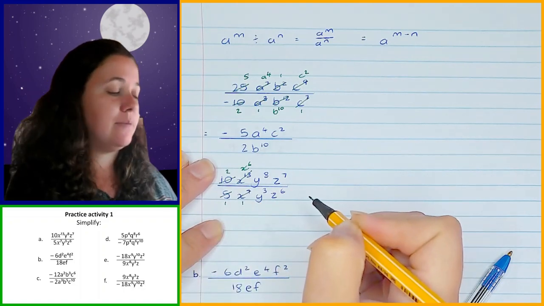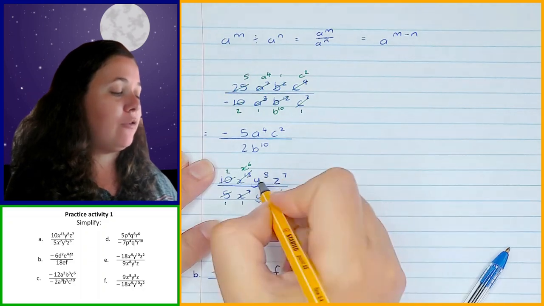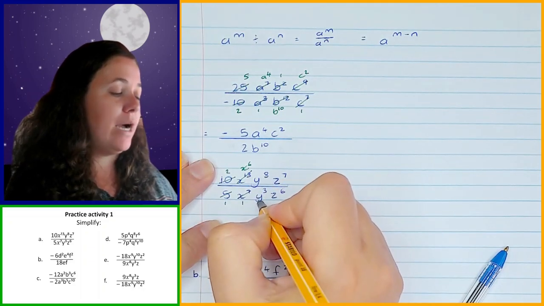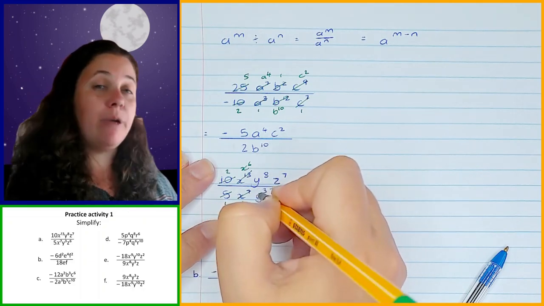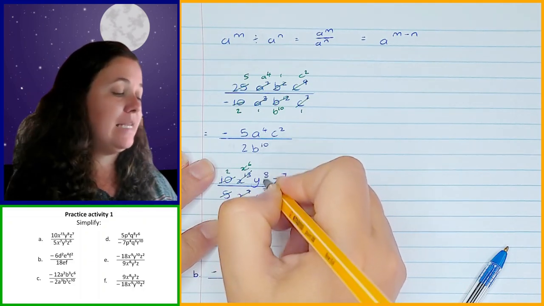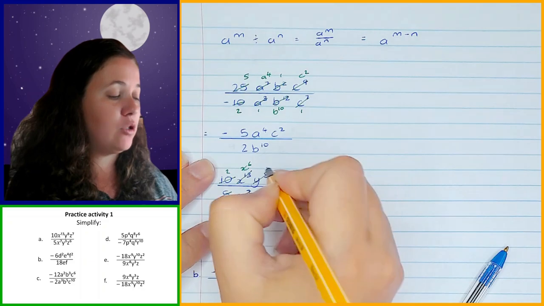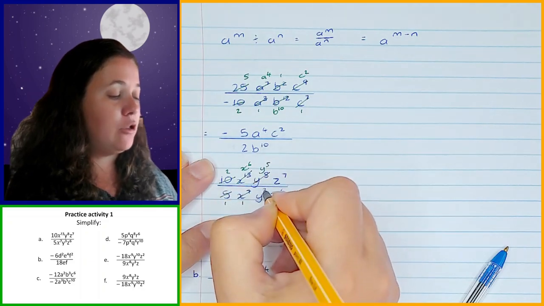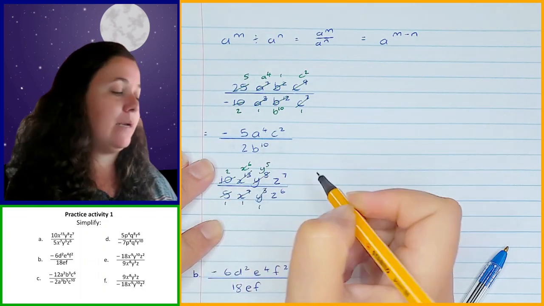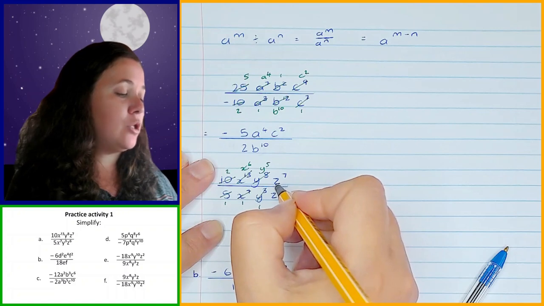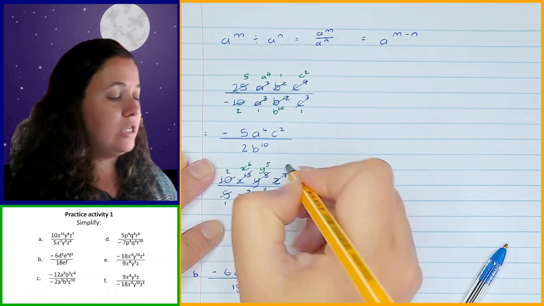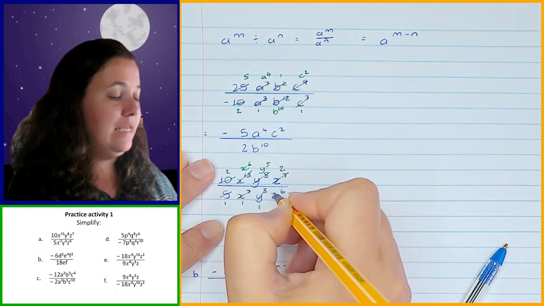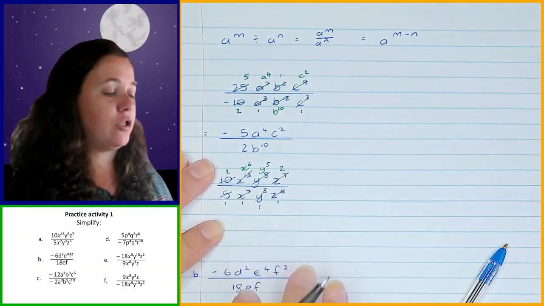So it cancels out. Then I look at my y's. I've got y to the power of 8 over y to the power of 3. Okay, so first, the one with the bigger exponent is on the top again. So I've got 8 minus 3. That gives me 5. So y to the power of 5. And then on the bottom, it also cancels out, giving me 1. And then I've got z to the power of 7 over z to the power of 6. 7 minus 6 is 1, so z to the power of 1, or just z. And again, it cancels out on the bottom.